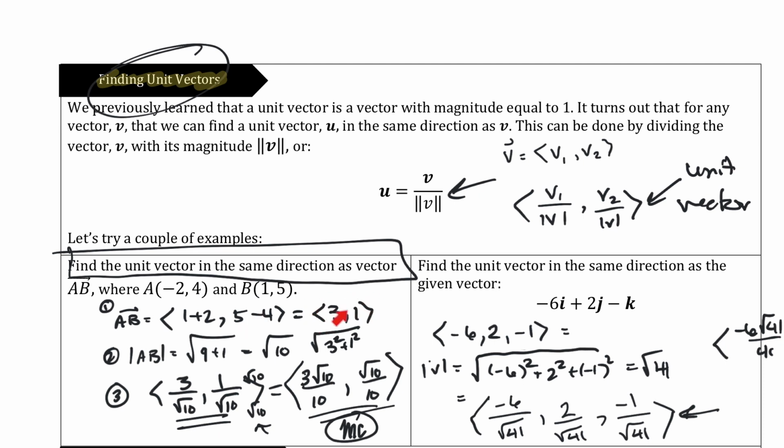I'd like to have a unit vector. What that really means is I just want a vector that's exactly 1 unit long. Nothing else. Nothing special there. It's just a vector that's 1 unit long.